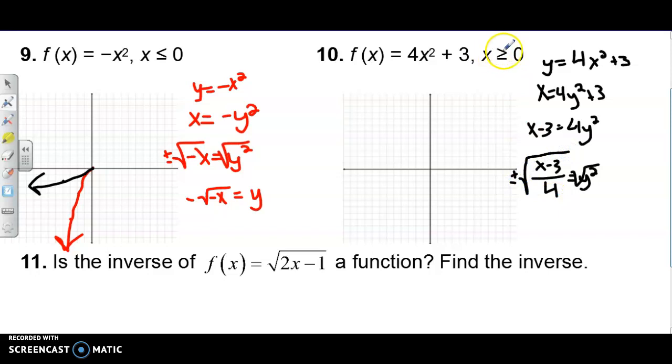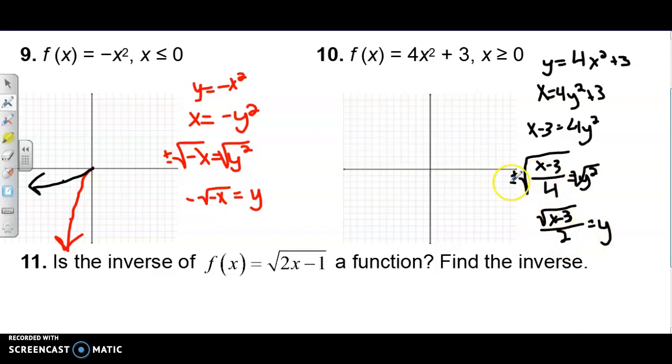But it says x is greater than or equal to 0, so that means y is going to be greater than or equal to 0, so it's just going to be the positive. It's going to be the positive of the square root of x minus 3 over 2. So the square root of x minus 3 over 2.